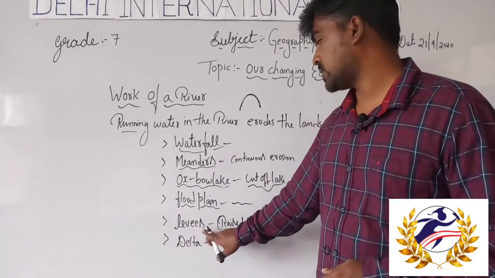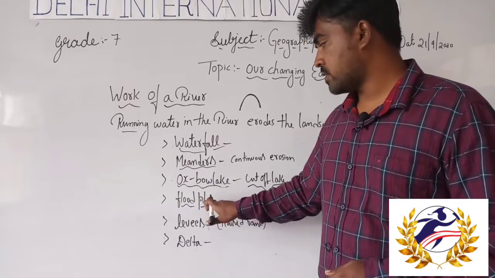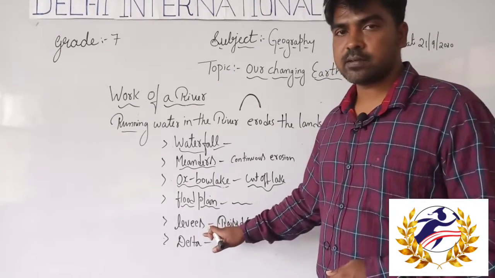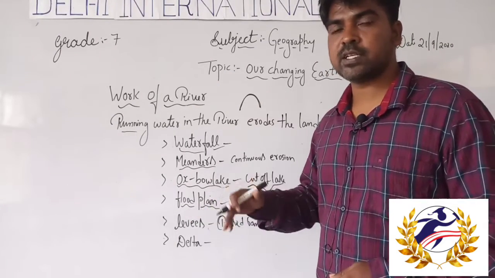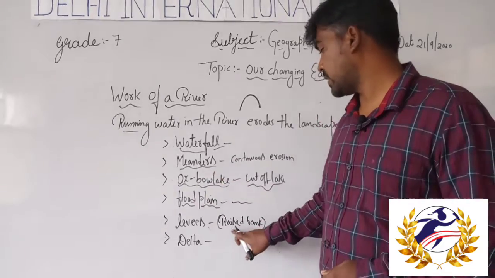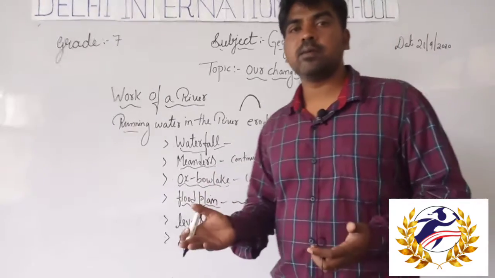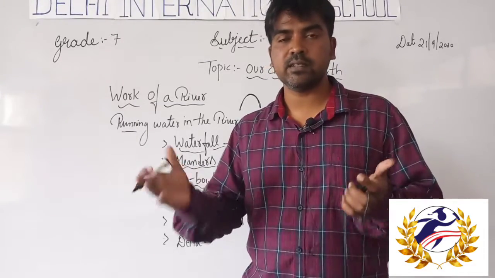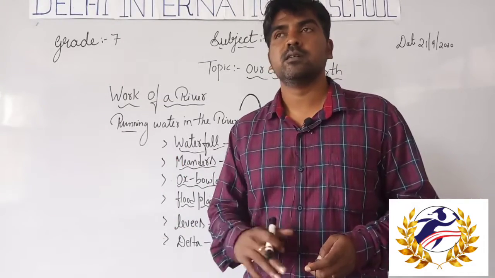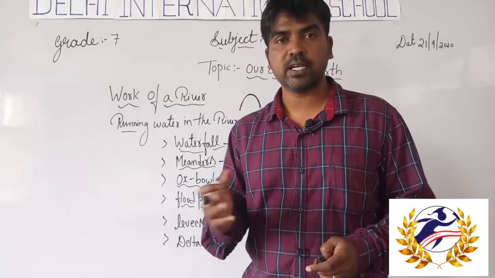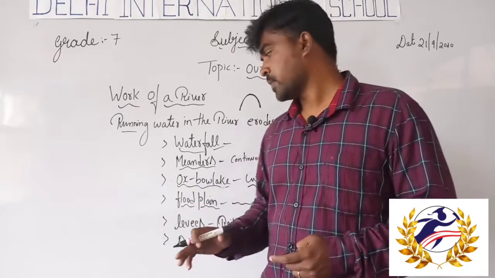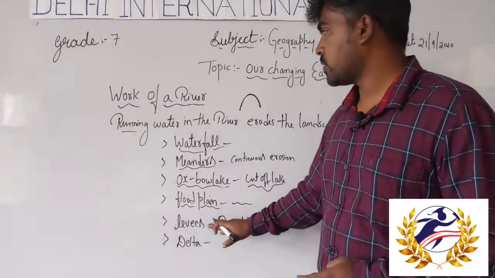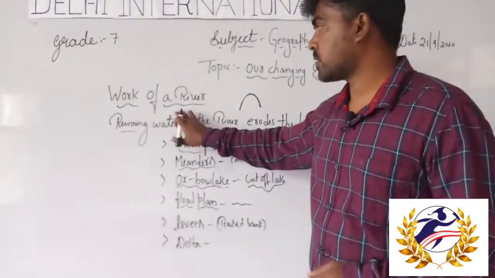Next is levees. Just like floodplains, the rivers make a continuous deposition of soil. So the raised banks, the river banks or river edges, are going to rise. That is because of the continuous deposition of soil or silt, especially when the river overflows. These are all examples of landforms due to the work of the river.